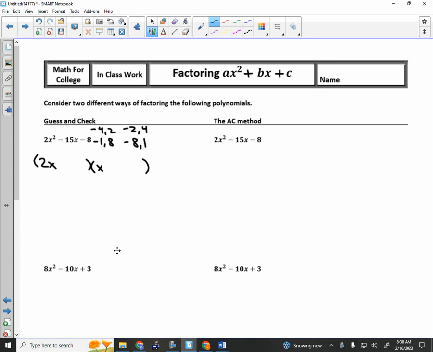So then we have to decide where they go. Is it a -1? Is it a +8? Like, where do things go? You're going -8 and +1. So let's try -8 and +1. The way that we check is the inside and the outside. Notice the inside gives me -8x, and the outside gives me +2x. Does that make the -15x?